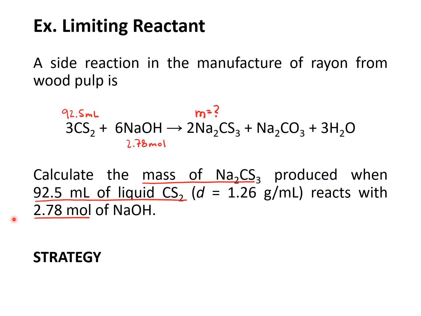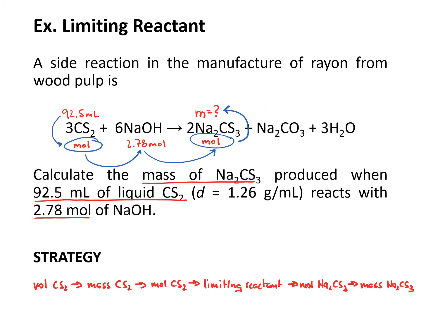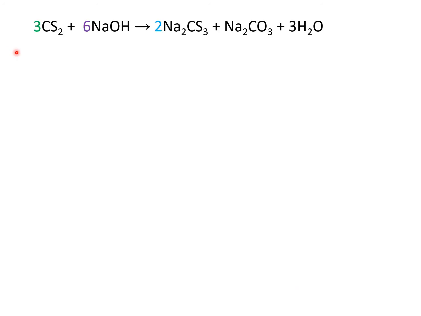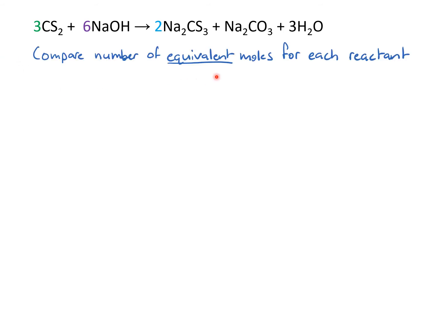So the strategy for this question is to use the volume of carbon disulfide and convert this to moles of carbon disulfide, then to compare the moles of CS2 with that of NaOH to determine the limiting reactant. This will then give us the amount of product produced in moles, and then finally we would convert the moles to mass using the molar mass. So the best way of determining the limiting reactant is to compare the number of equivalents, or equivalent moles, for each reactant.